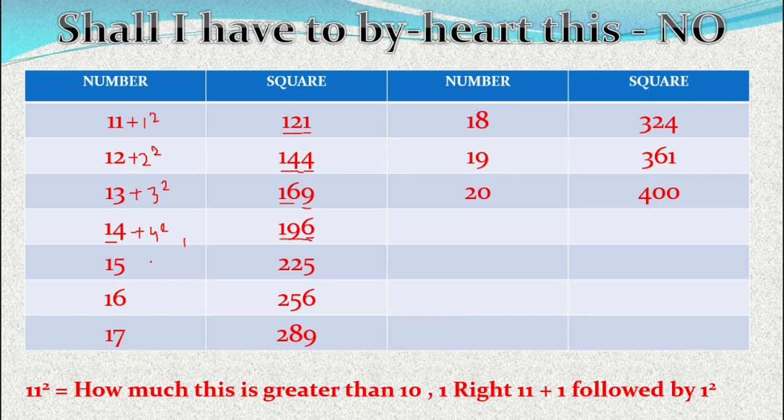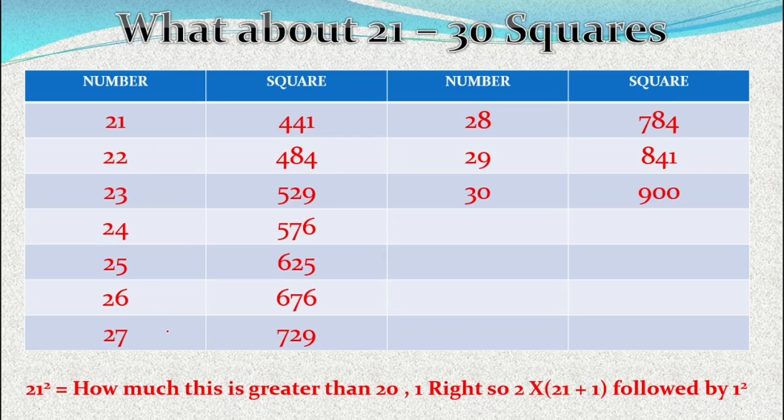Likewise, I can go on with the remaining ones also. And how to calculate the squares of 20 to 30? How could they be done? That is another thing I need to calculate. It is also very simple, guys.